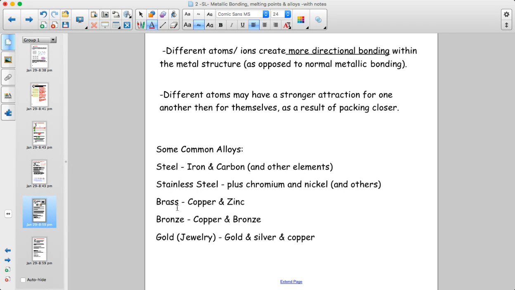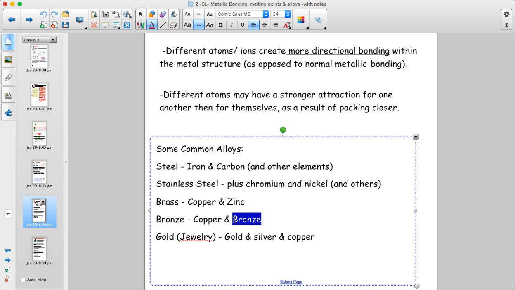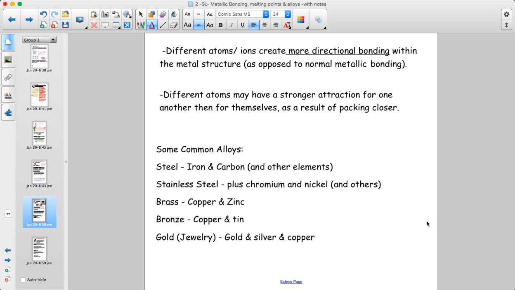Brass is an alloy of copper and zinc, and it has that nice gold color. That's what we made in class during our demonstration. Bronze is a mixture of copper and tin, not copper and bronze. But the Bronze Age was one of the first alloys that was made, because there were a lot of minerals that naturally had both copper and tin in them, and they could be fused together to make bronze metal.